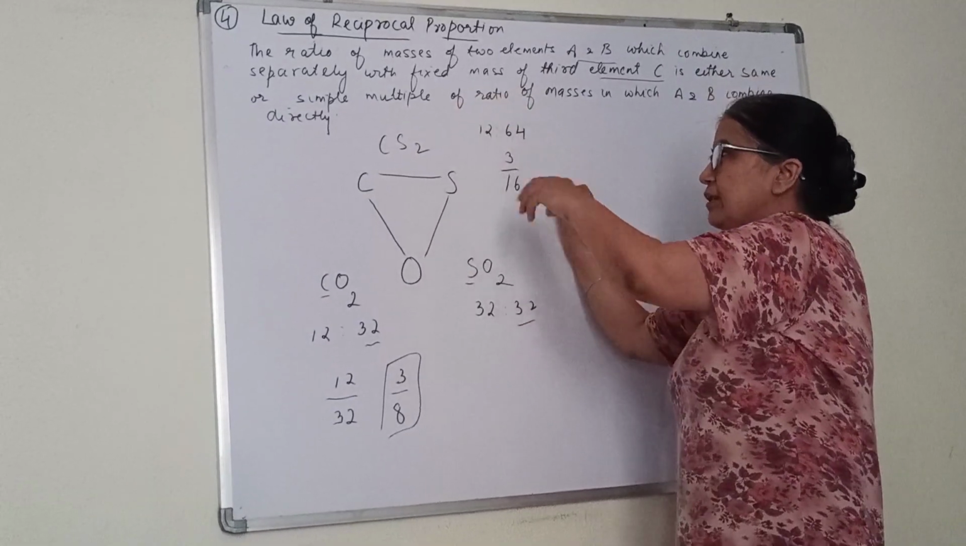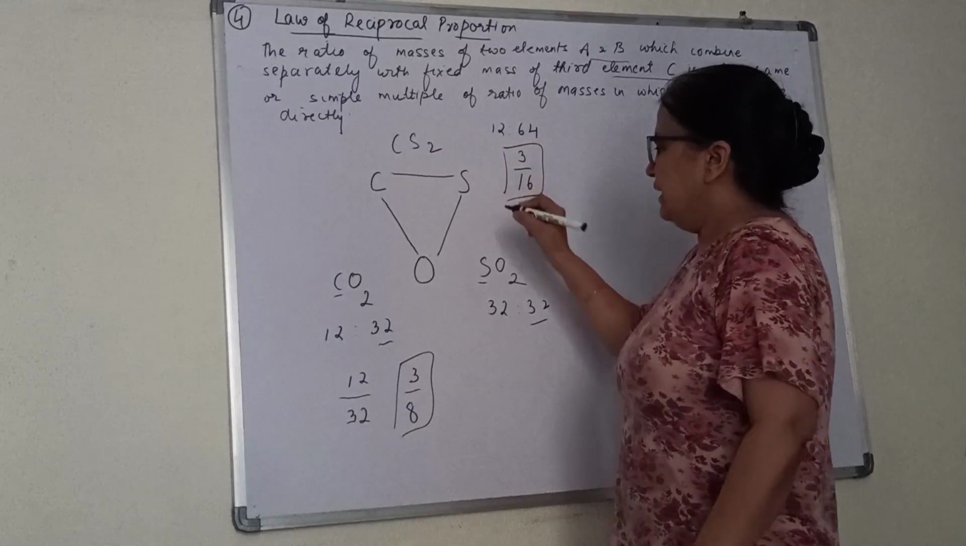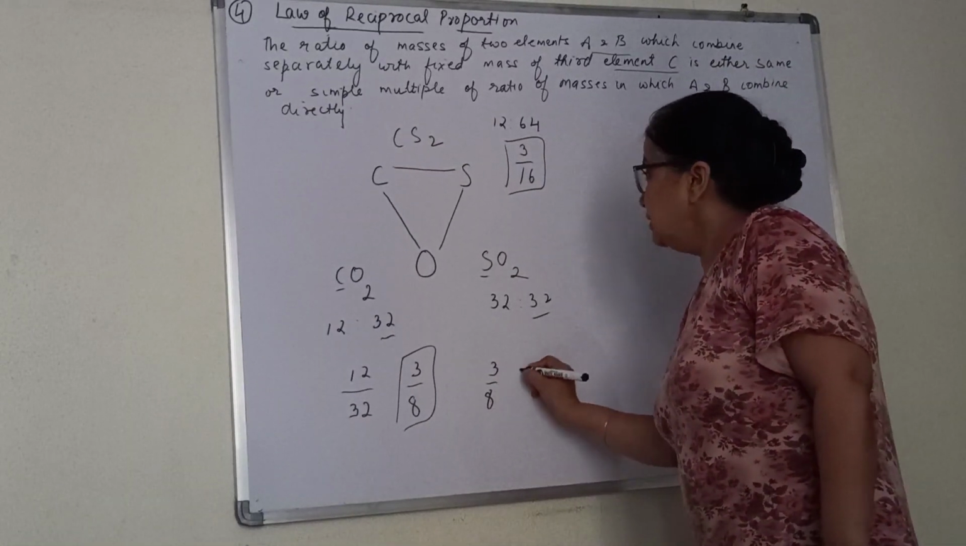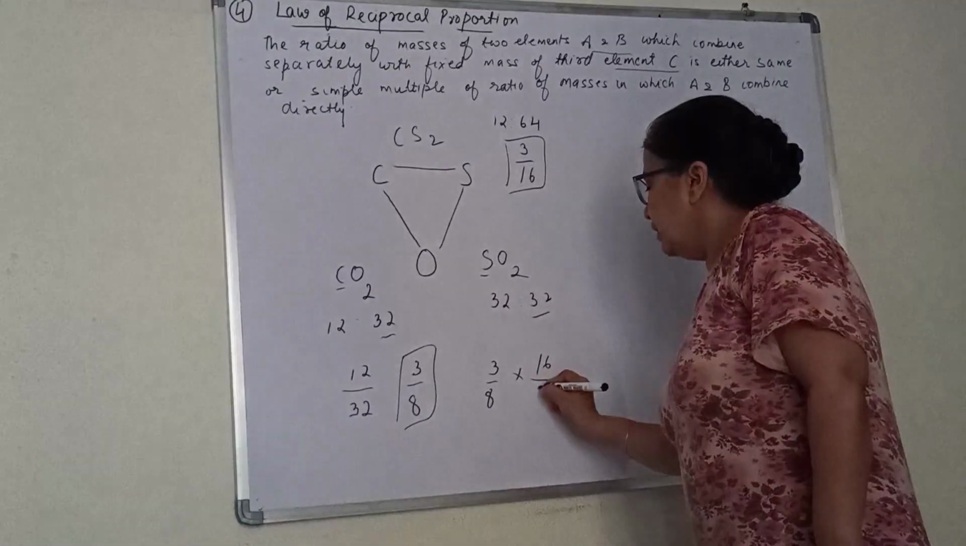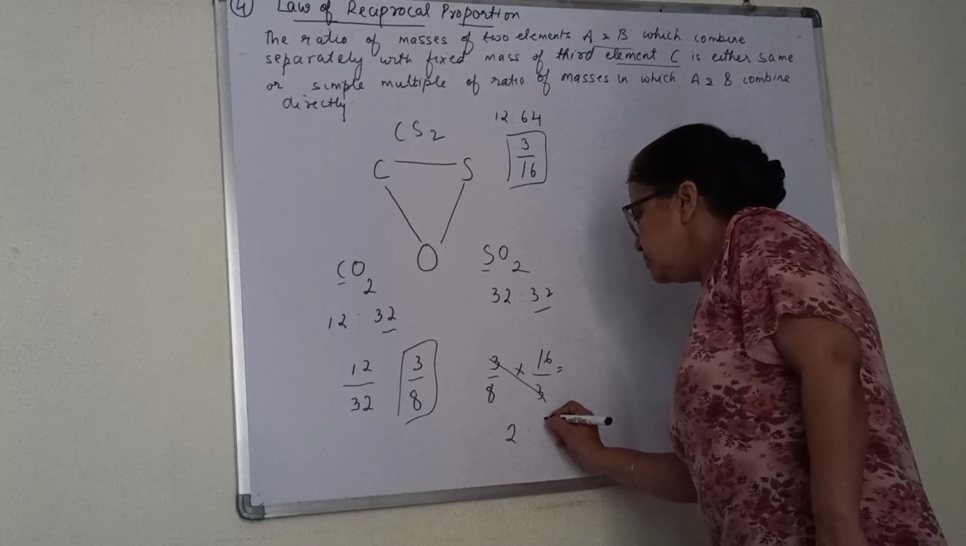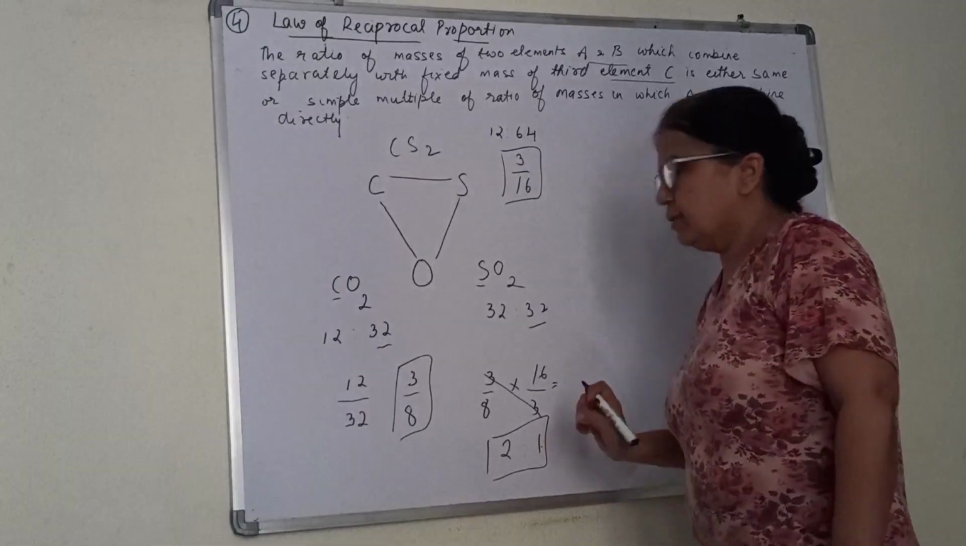4 3s are 12. This is 4 16s, 64. We will compare these two now. What is this ratio now? 3 by 8 is to 3 by 16. I have reversed it. So I am getting the ratio as 2 is to 1. That is the simple ratio they are talking about.